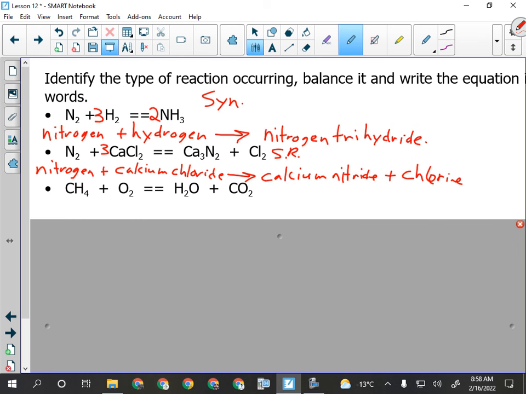But when I put that 3 there, it also applies to the chlorine. So now how many chlorines do I have? 6. So I got to go over here, and what do I need to put in front of this chlorine to make 6? A 3. So now our calcium are balanced, our chlorine are balanced. The only thing left to check is nitrogen, and it's a 2 and a 2, so it's already balanced. Now the whole equation is balanced. Okay, we're done.